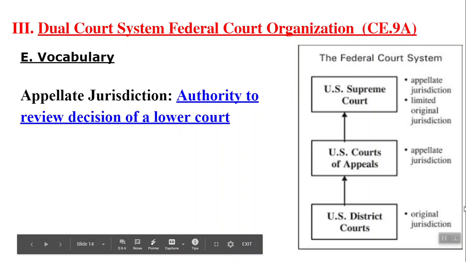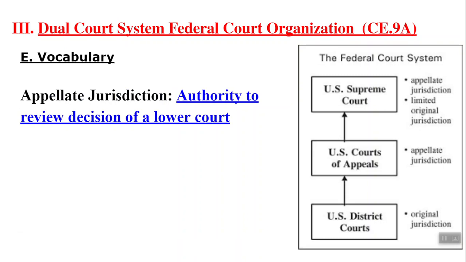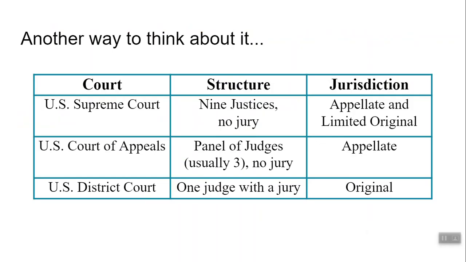The other type of jurisdiction is appellate, and really what that means is they're just going to review the decision of lower courts. If you want to appeal your decision, you're going to go to a court with appellate jurisdiction. And so here's just another table of the courts, starting at the bottom with the district court, working your way up to the Supreme Court. This also lists the structure, like do they have a judge and jury, and what type of jurisdiction does each court have.